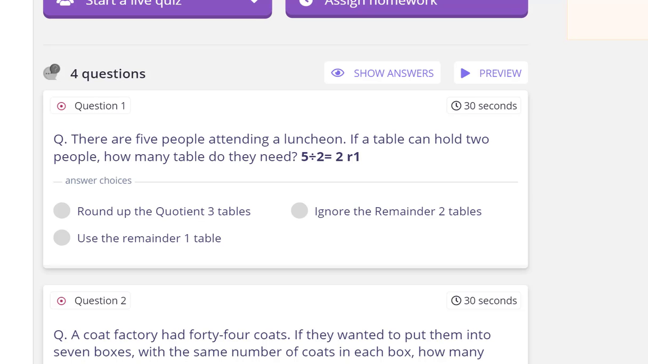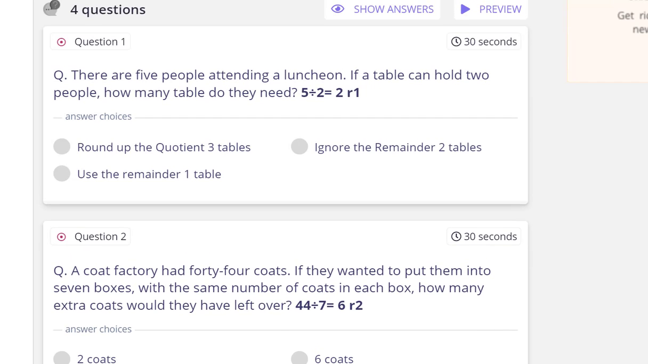There are 5 people taking lunch. If a table can hold 2 people, how many tables do you need? We should divide 5 by 2. 5 divided by 2 equals 2, and we have remainder 1. So, how many tables do you need? 1 or 2 or 3?